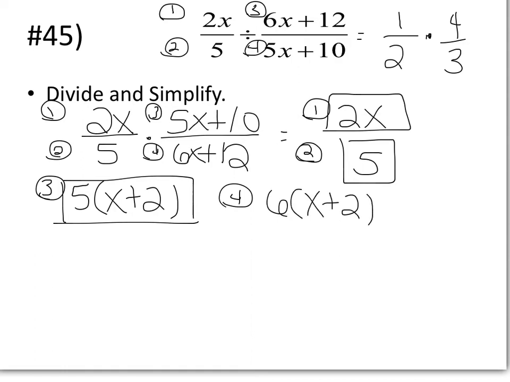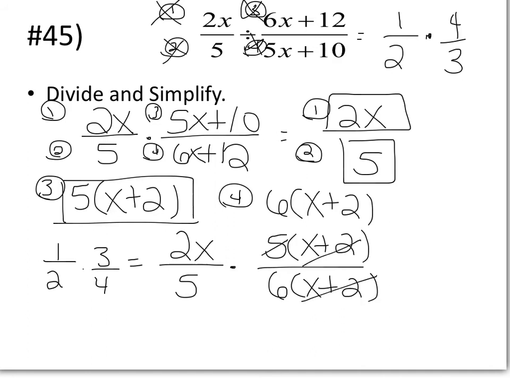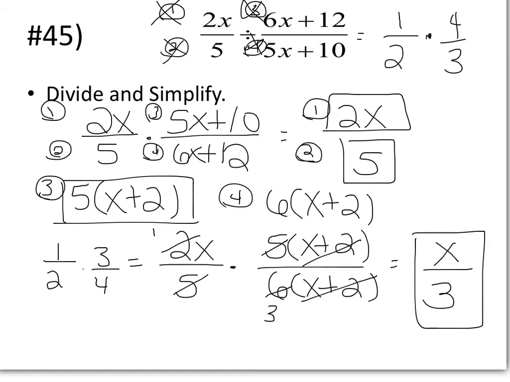So let's rewrite it. Remember, it's 1 over 2 times 3 over 4. Now ignore these, because we changed it and rewrote the problem like this, okay? So 1 is 2x, 2 is 5, times 3 is 5 times x plus 2, and 4 is 6 times x plus 2. So your x plus 2's cancel, your 5's cancel, 2 and 6 can be reduced to 1 and 3, and you're left with just x over 3. Okay?